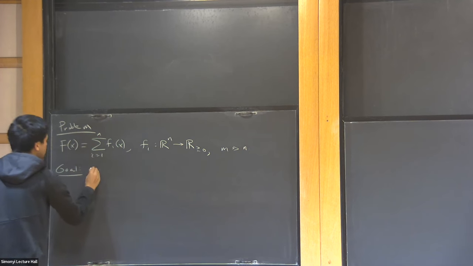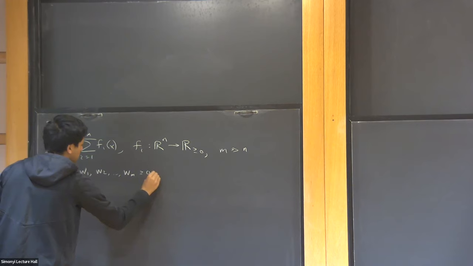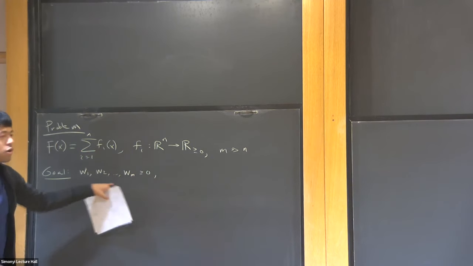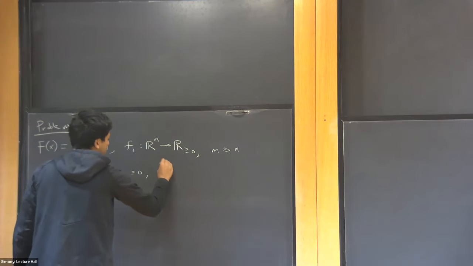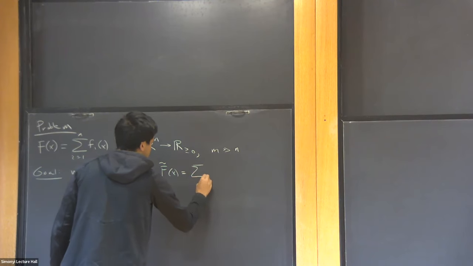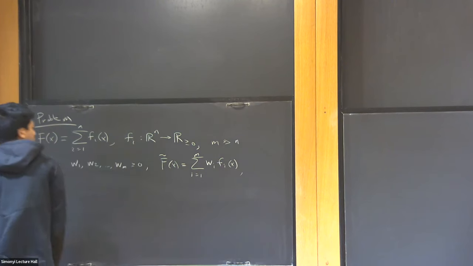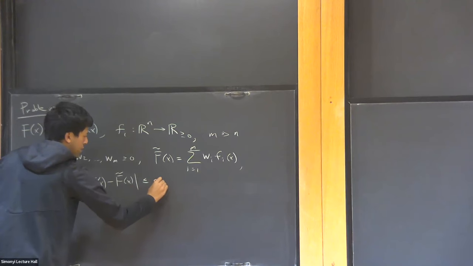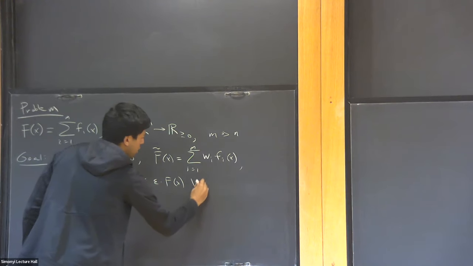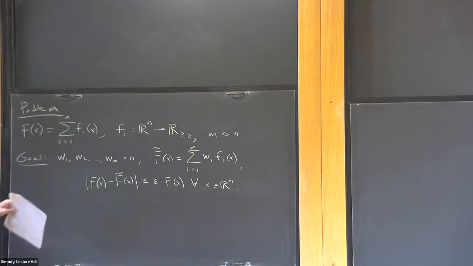is to try to find weights W1, W2, to Wm, at least zero. And hopefully, actually, most of these W's are going to be equal to zero. And what you want is that if you define f tilde of x, the sum i is 1 to m, wi fi x, then f of x minus f tilde x is at most epsilon times f of x for all x. So it's like a 1 plus epsilon multiplicative approximation everywhere on Rn. That's a goal you might want for sparsification.